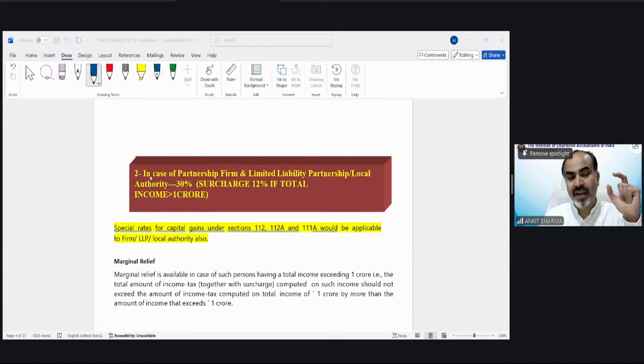Now you can see, as point number 2, in case of partnership firm and limited liability partnership, whether you are under the default tax regime or under the normal tax regime, the rate would be the same. It's 30%. So if you are a partnership firm or LLP, the rate would be 30% fixed. If you're earning 1 lakh, no basic exemption limit. So you're a partnership firm, you earn 1 lakh rupees, the tax would be 30,000. If you're earning 10,000 rupees, the tax would be 3,000.